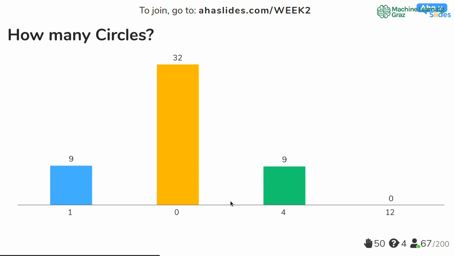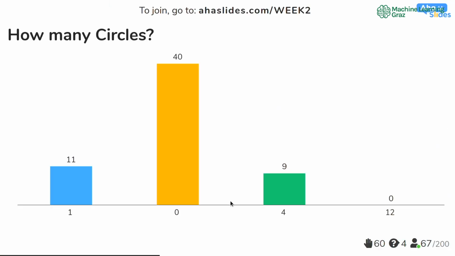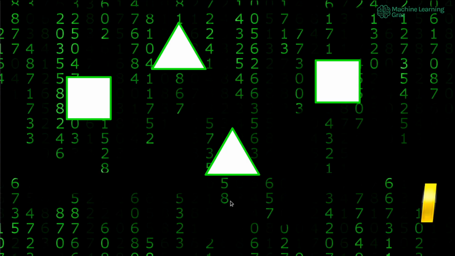So as I see, the majority say that there were no circles at all. But as a client, I am very sure that there are circles in my data. Should we show them? I think the majority answered 0. Some people believe that there is 1 or 4. Okay, let's see what is the truth.